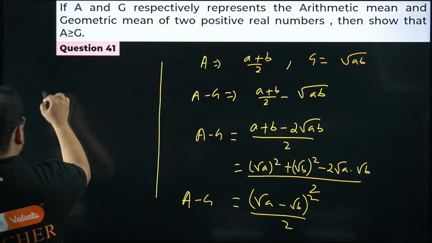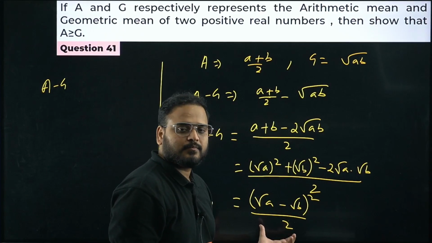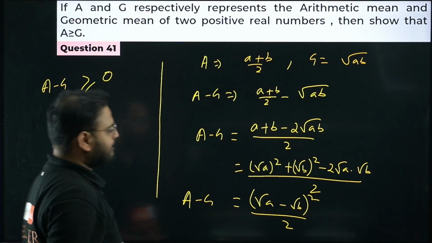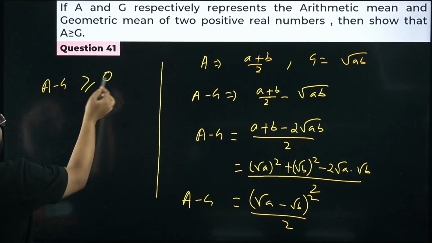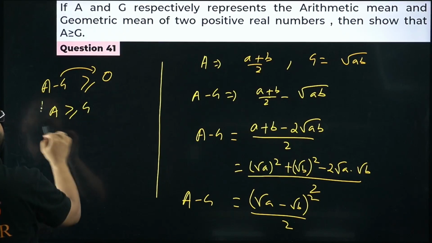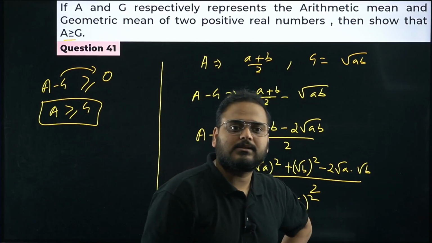Think about it. This A minus G value is either positive or 0. Positive means greater than 0, 0 means equal to. So A minus G has to be greater than or equal to 0. Bring this G on this side, it will become A greater than or equal to G. Proved here. Please check.